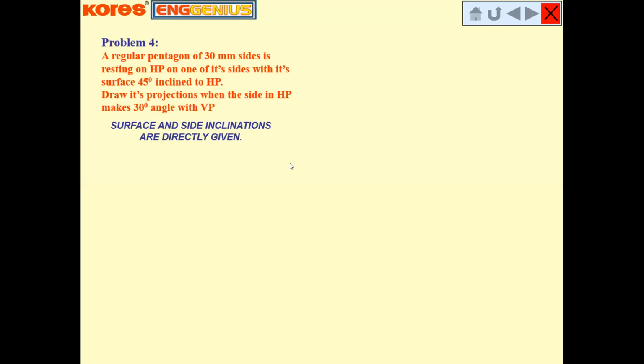So good afternoon, everyone. In the last laboratory session, we discussed some basic problems of projection of plane. In this lab also, we are going to consider several problems on the projection of plane. And overall, this is the last laboratory session for engineering drawing.